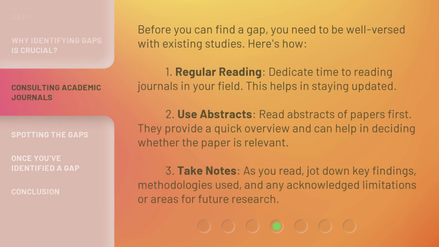Before you can find a gap, you need to be well versed with existing studies. Here's how. 1. Regular reading. Dedicate time to reading journals in your field. This helps in staying updated. 2. Use abstracts. Read abstracts of papers first. They provide a quick overview and can help in deciding whether the paper is relevant. 3. Take notes. As you read, jot down key findings, methodologies used, and any acknowledged limitations or areas for future research.